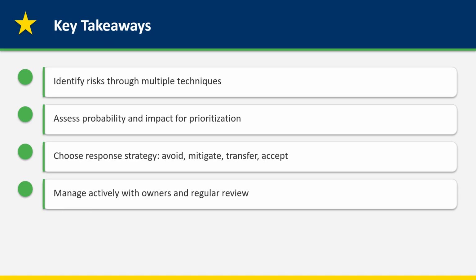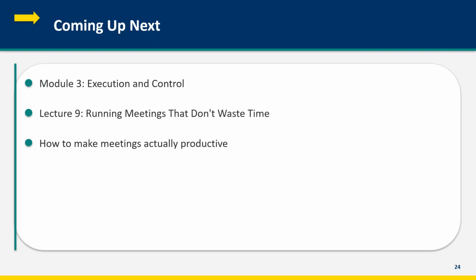Let's summarize Module 2's final lecture. Identify risks through brainstorming, assumption analysis, historical review, and checklists. Assess each risk's probability and impact to prioritize your attention. Choose an appropriate response strategy for each significant risk, and manage risks actively with assigned owners and regular review. A living risk register prevents disasters. A dusty one doesn't. We've completed Module 2.